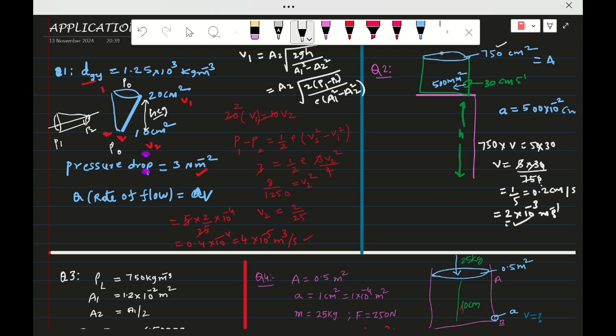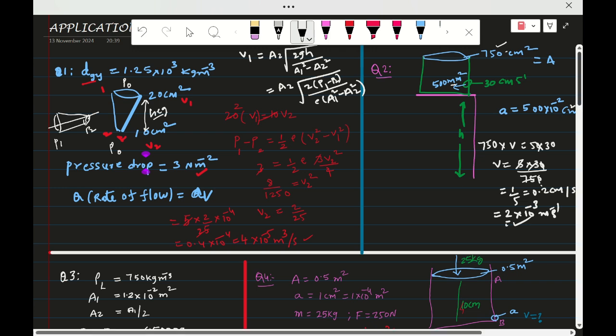Surface area means the bottom or top area of this tank, which is equal to the cross-section area of this tank, 750 centimeter square. And here the small hole is 500 millimeter square. See, the difference is given as centimeter square and millimeter square, so that will be centimeter square. You have to convert like this: 500 into 10 power minus 2 centimeter square.